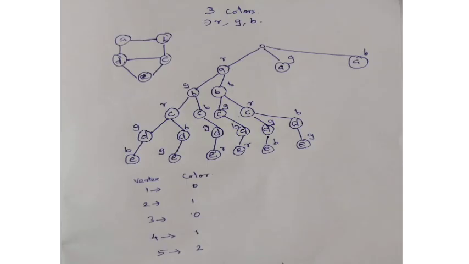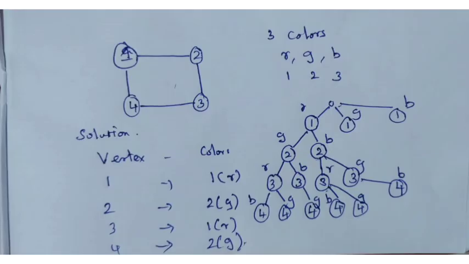Let's check this example. Here we can see that we have assigned red, green, blue, and red, green, and red, and green, and blue. We are assigning this as the chromatic number, which means we are getting the minimum number of colors used for this graph coloring. And let's see the next problem.